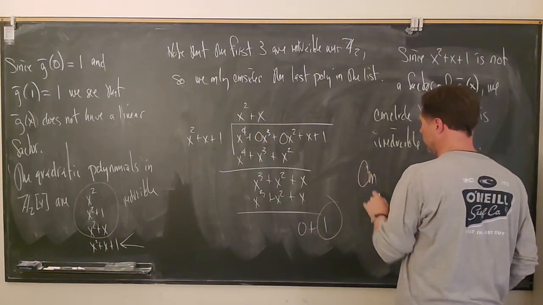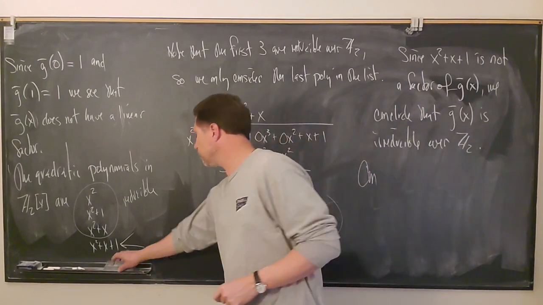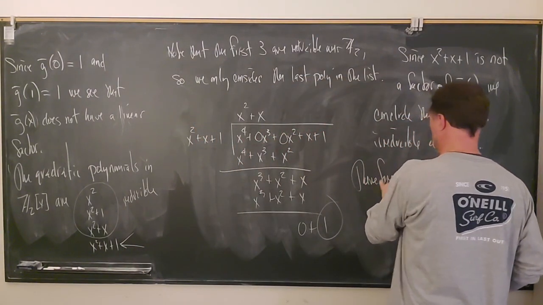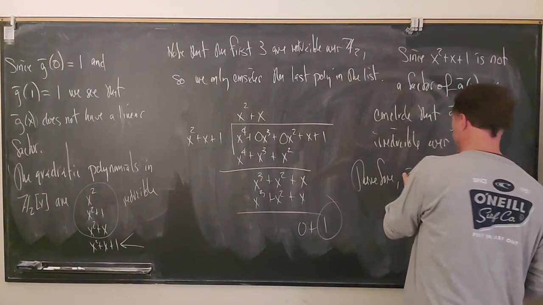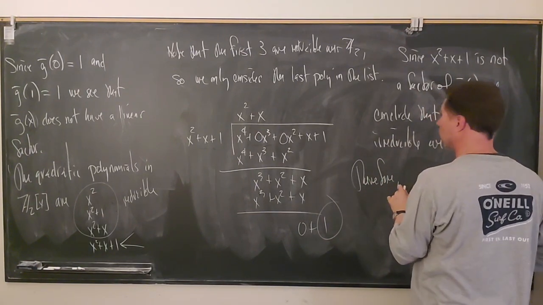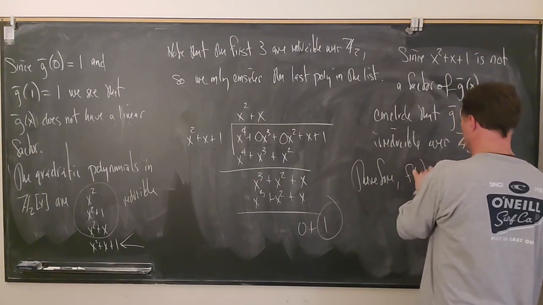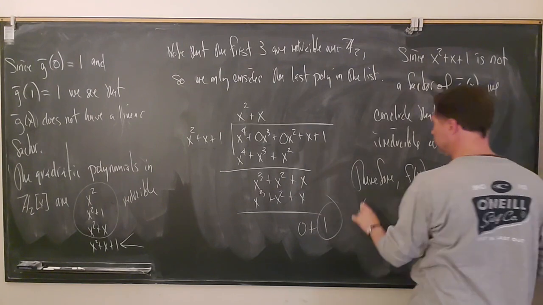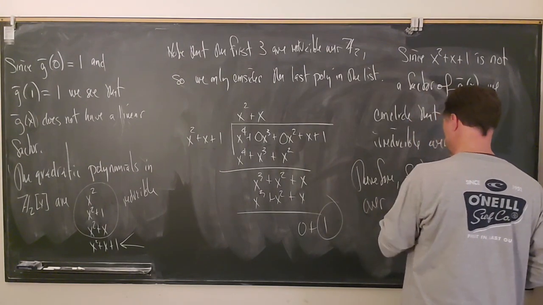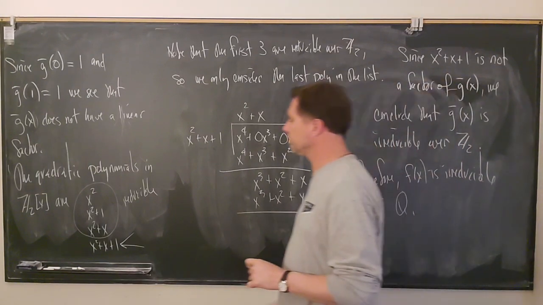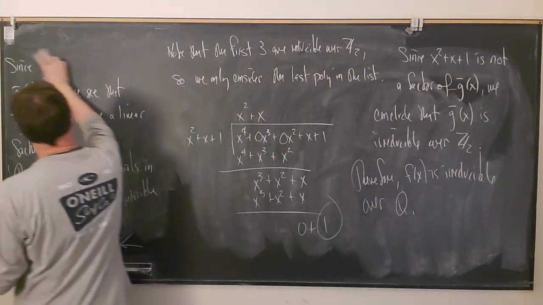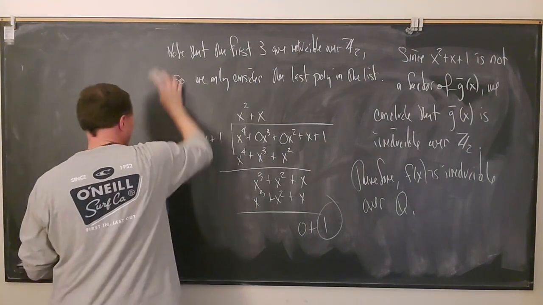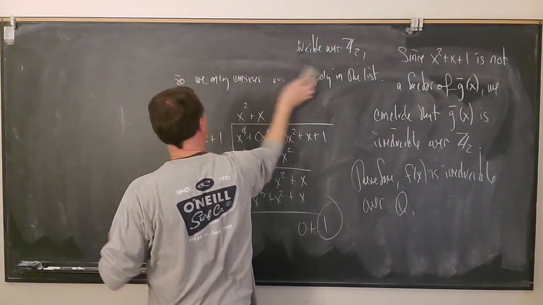Conclusion, or so let's say therefore. f of x is irreducible over Q. And I want to do one more example of application of the mod P test, and then we're going to learn a new test.